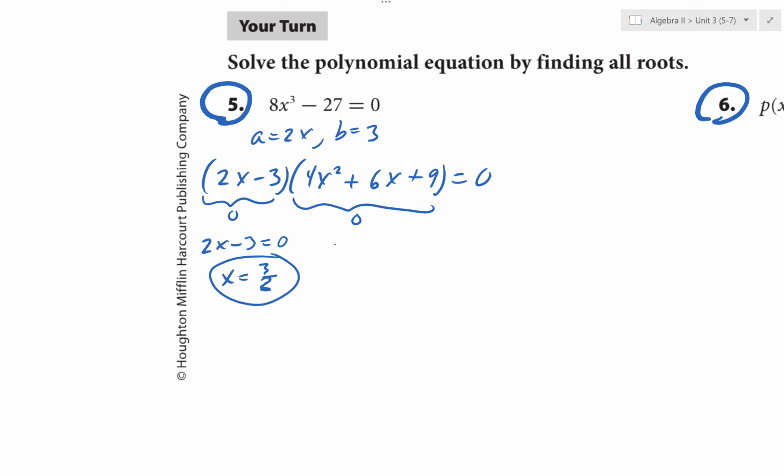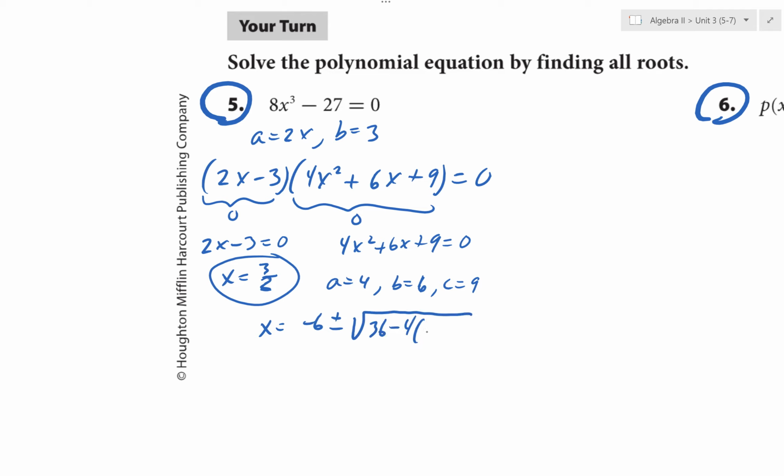Now for the second part, when we write 4x squared plus 6x plus 9 equals 0, you can try factoring it, but it turns out it's not factorable. So then the next thing is to use the quadratic formula with a equals 4, b equals 6, c equals 9. And so then that gives you x equals -b plus and minus the square root of b squared minus 4 times a times c over 2 times a.